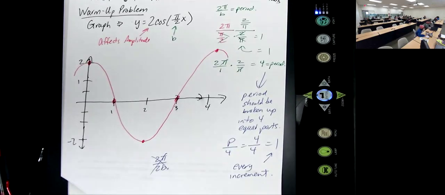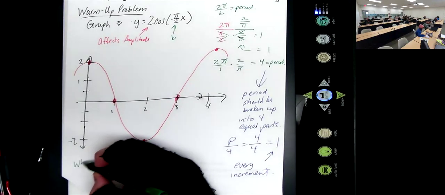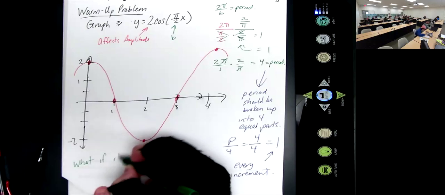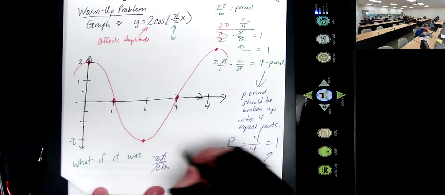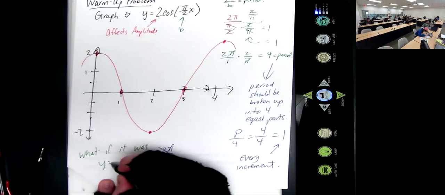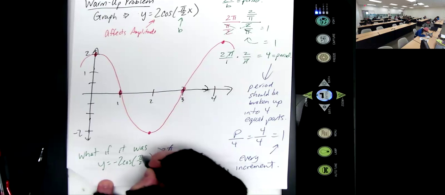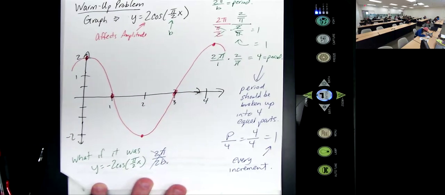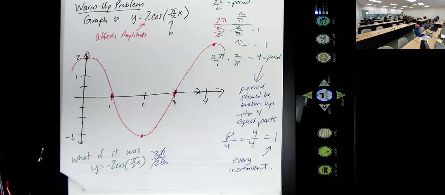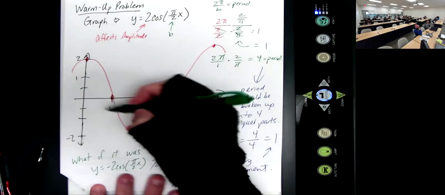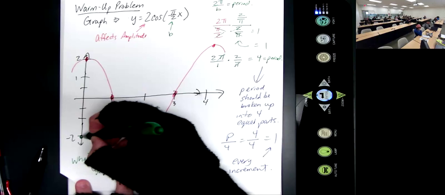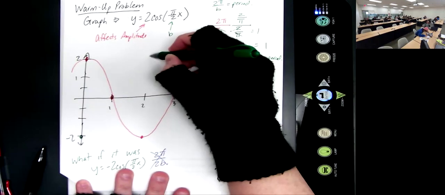What if it was y equals negative 2 cosine pi over 2 x? It's a reflection. It was negative, and we'll start from the bottom. Upside down. It's upside down, is that what you meant? Yeah, it's a reflection. A reflection across x, yeah. So it starts on the bottom and goes up.